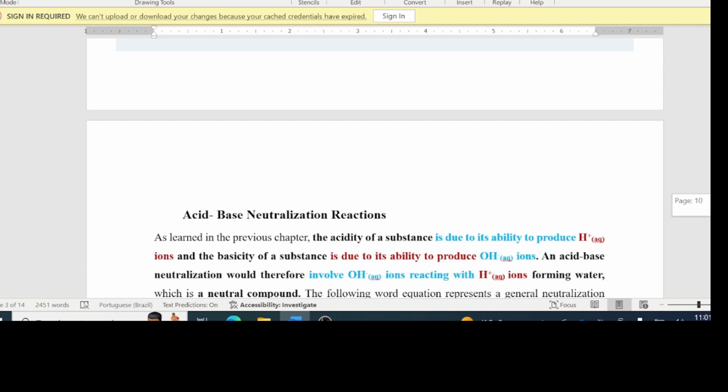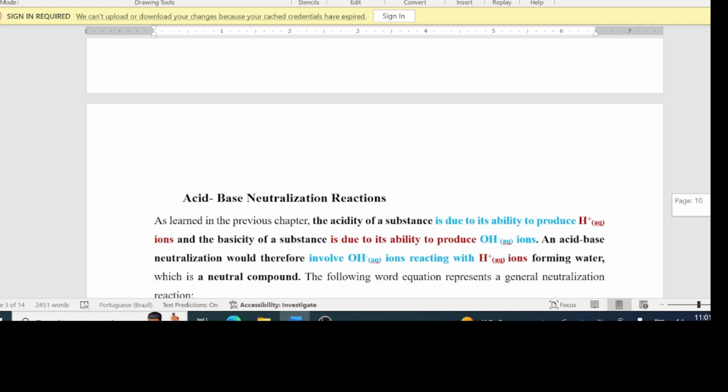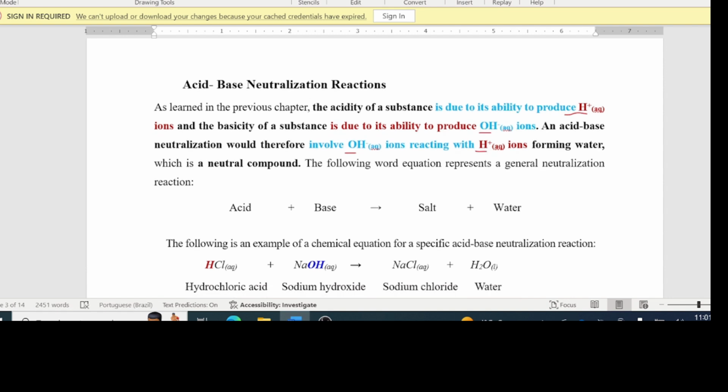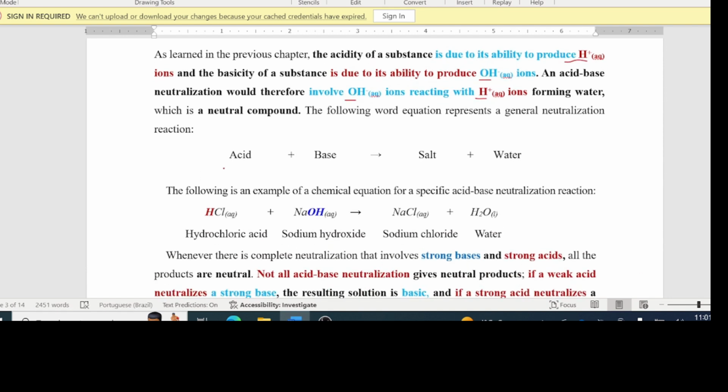Now we talk about acid-base neutralization. We have alluded to that just now. So acidity is caused by the ability of the molecules to produce H+. Basicity is the ability to produce OH ions. Okay, so an acid-base reaction really involves the reaction between OH ions and H+ ions to form water. So this is a general equation here for a neutralization reaction, where you have an acid reacting with a base to give you salt and water. Both of these here are neutral compounds, right? That is why we call that a neutralization reaction.